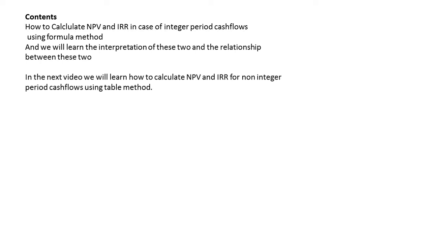In the next video, we will learn how to calculate NPV and IRR for non-integer period cash flows. That is, the cash flows which occur on non-integer periods like 1.5, 2.5, 3.5 years and so on. So let us begin with our example.